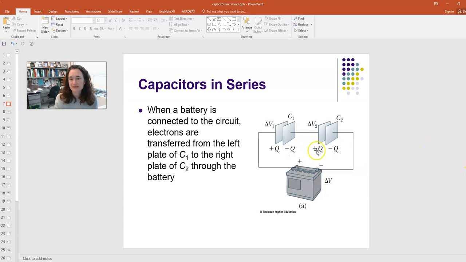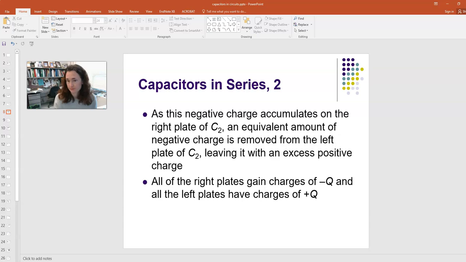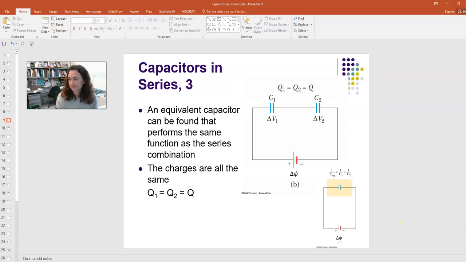What that means is that the amount of charge stored on each capacitor in series is going to be the same. So the charge for capacitors in series is equal. Okay? Now we can use this idea that the charge for capacitors in series is equal to figure out what the equivalent capacitance for this circuit will be. Okay? Q1 is equal to Q2 is equal to Q.